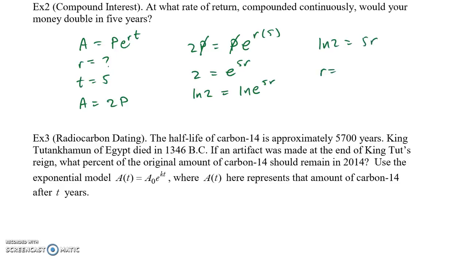So if we divide both sides by 5, we get r equals the natural log of 2 divided by 5. Then we can use a calculator and approximate this. It's about, to 3 decimal places, 0.139. So that would tell us that our interest rate would have to be approximately 13.9%.